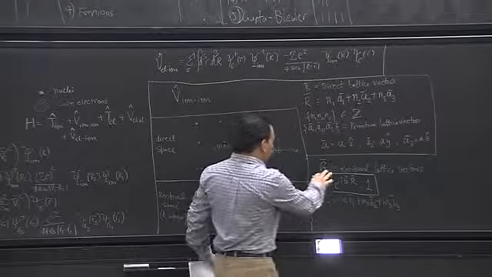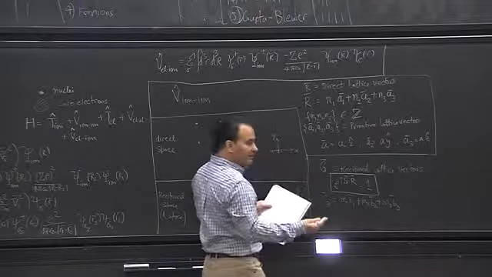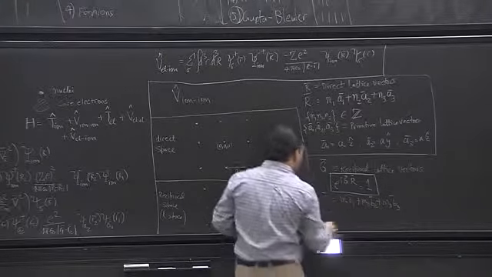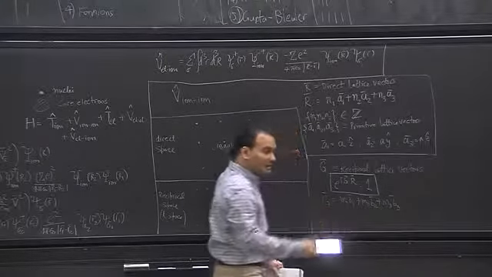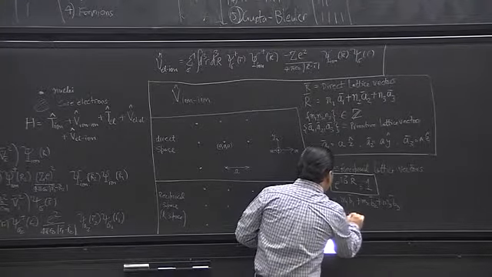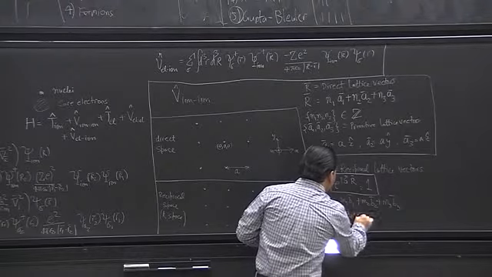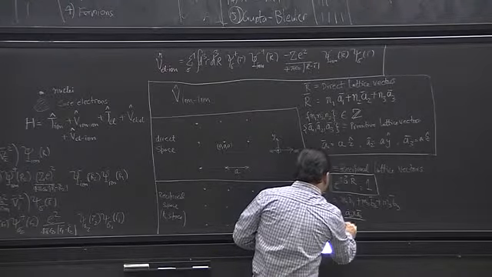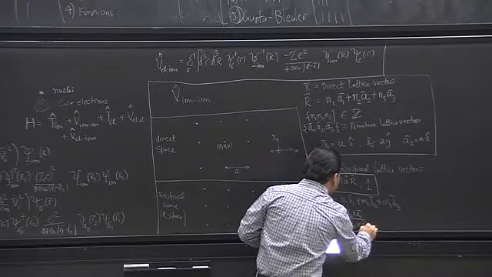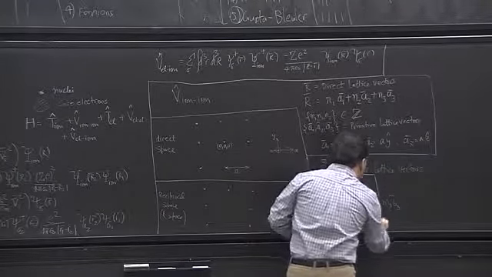Now, using this definition, for 3 dimensions, you can derive formulas for the primitive reciprocal lattice vectors, the b's, in terms of the a's. And this b1 is 2 pi times a2 cross a3, divided by a1 dot a2 cross a3, and likewise.